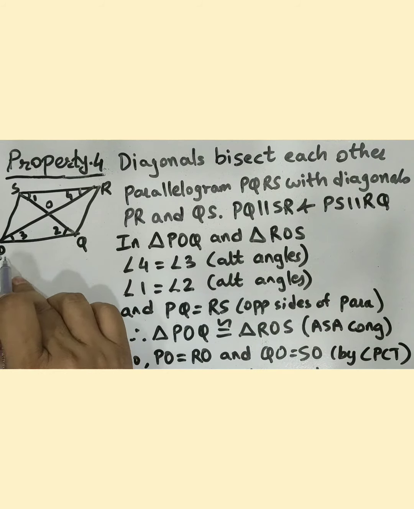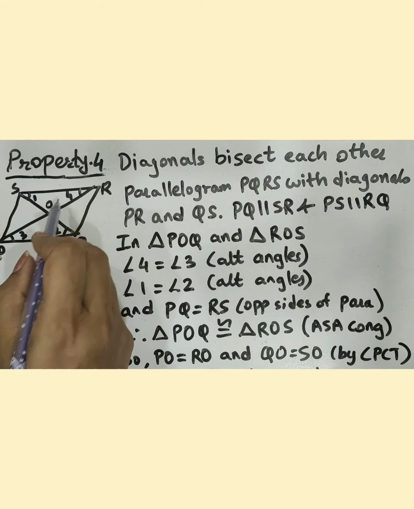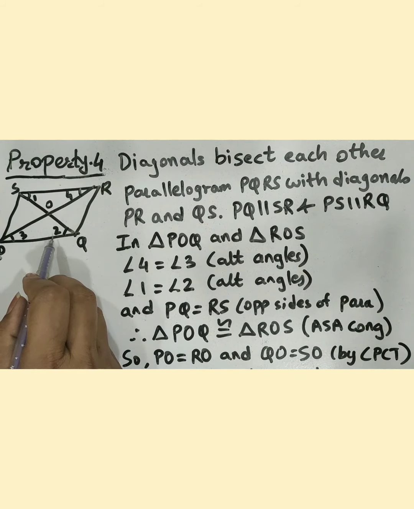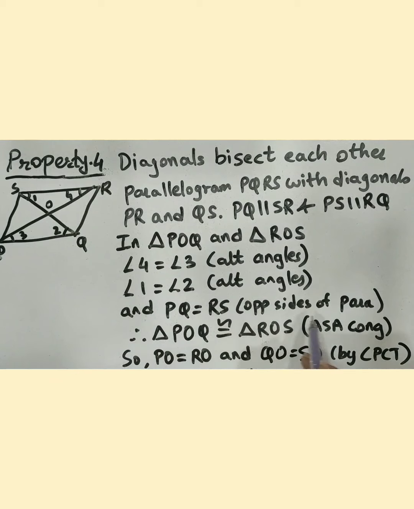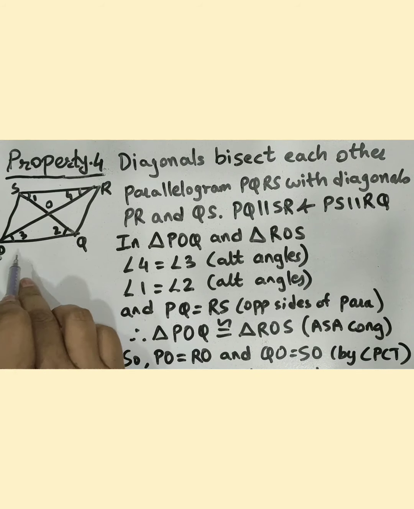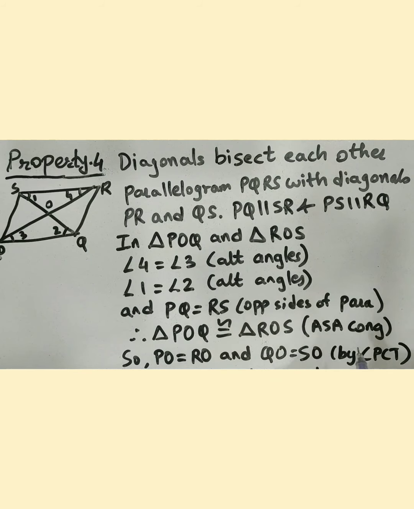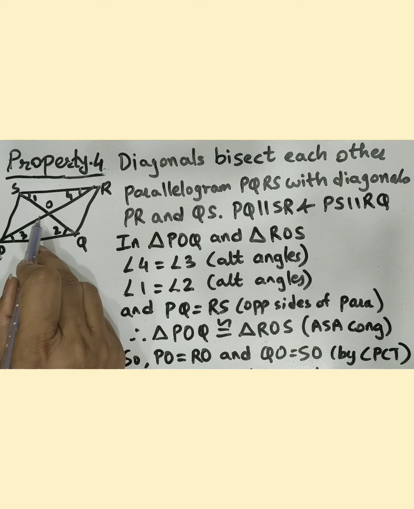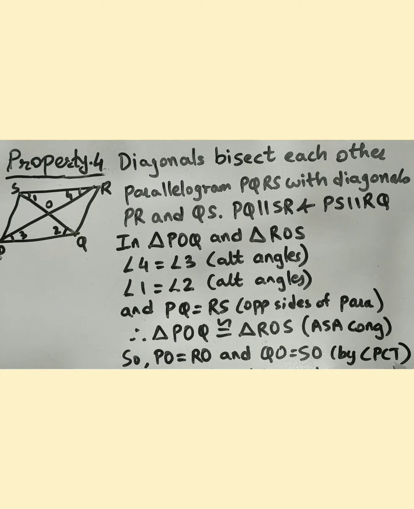Now if you observe the triangles POQ and ROS, angle 4 and angle 3 are alternate angles. Similarly, angle 1 and angle 2 are also alternate angles. And PQ and RS are opposite sides of the parallelogram. So I can say that triangles POQ and ROS are congruent to each other by angle side angle congruence. So I can say that PO is equal to RO and QO is equal to SO by CPCT. Thus, it is proved that the diagonals bisect each other.